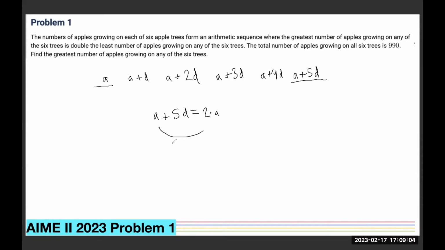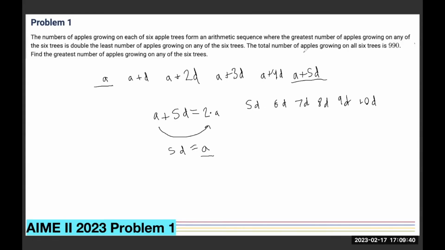Okay, so let's subtract A, and we get 5D is equal to A. So let's substitute in every A for 5D, right? So the first tree, therefore, has 5D apples. Next one has 6D apples, right? 5D plus D, 7D, 8D, 9D, and 10D. This makes sense. We have an arithmetic sequence, increases by D each time. And the ratio between the least and greatest is 1 to 2, which is exactly what the problem is asking for.